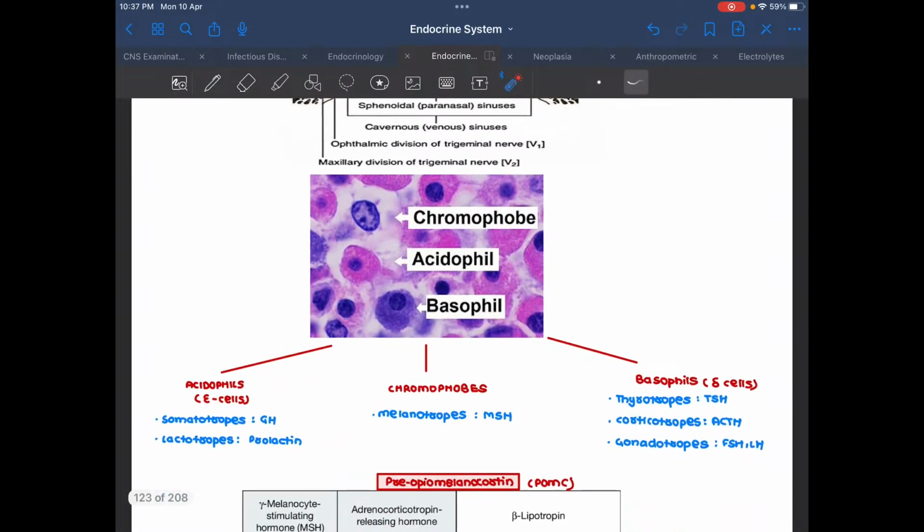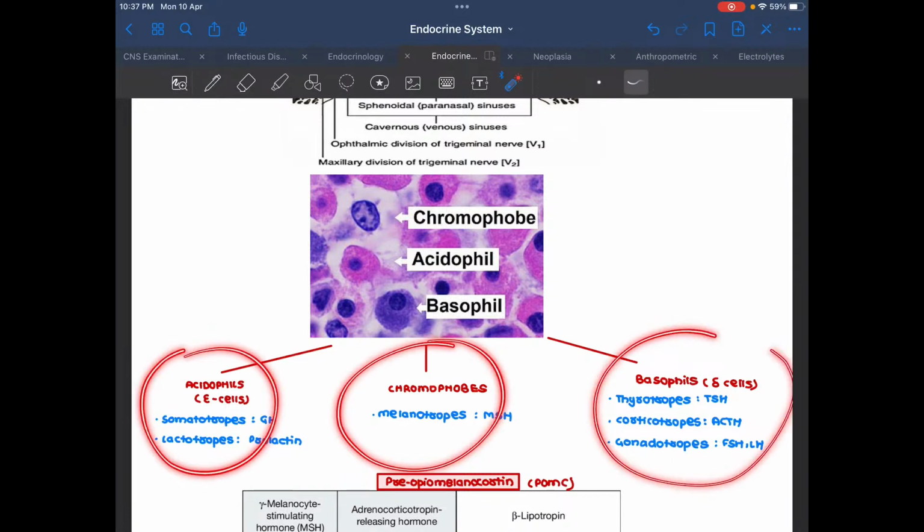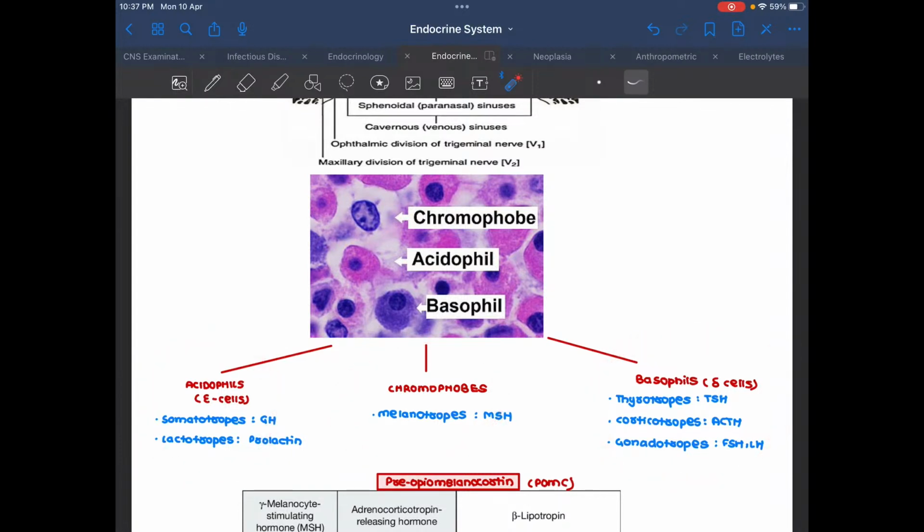What I want to turn your attention towards is the different types of cells present in the pituitary. We can have three types of cells. We can have acidophils, chromophobes, or basophils, right? Acidophils are going to stain acidic, like with eosin. Basophils are going to stain basic, and chromophobes are not going to take any color, as we can see. No color at all.